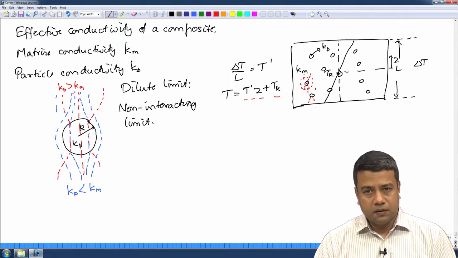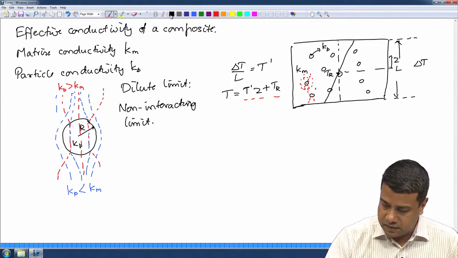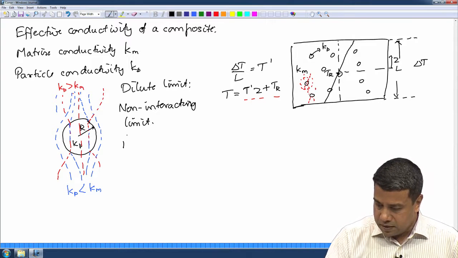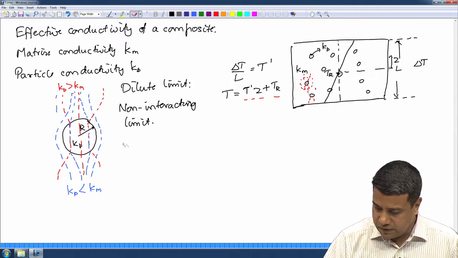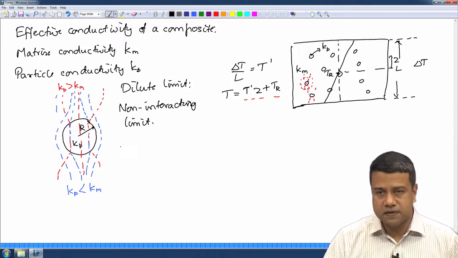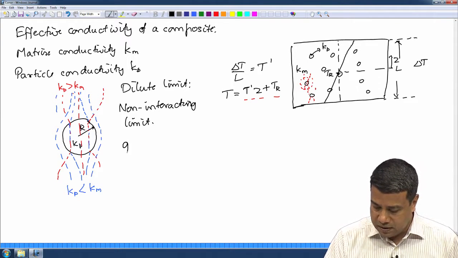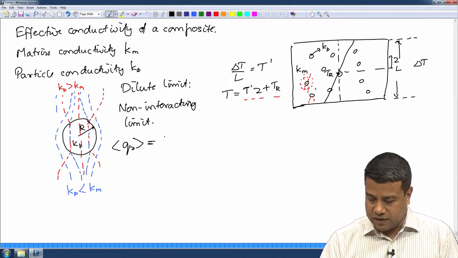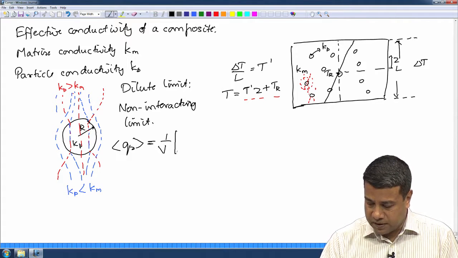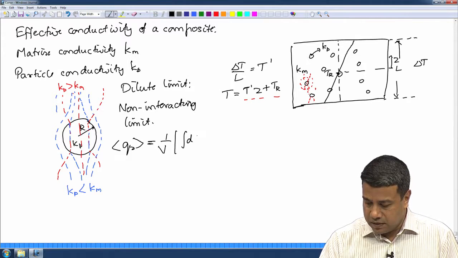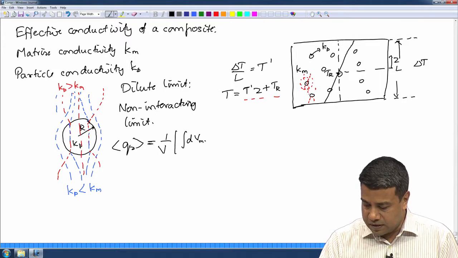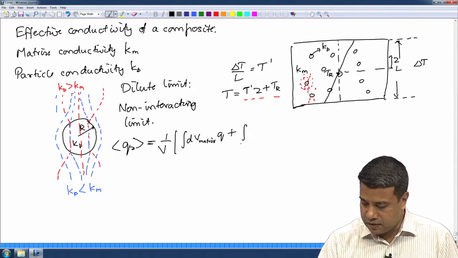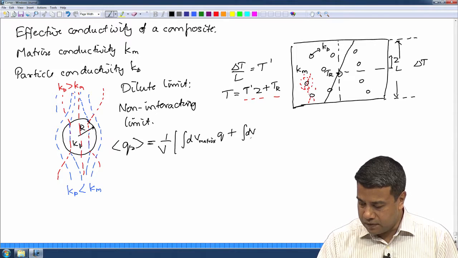How do I calculate the average flux? There are a few different ways to do it. From our perspective, since we are doing a dynamical calculation, the average flux in the z direction can be written as a volume average: 1 over the total volume times the integral over the volume of the matrix of q, plus the integral over dV over all the particles of q.